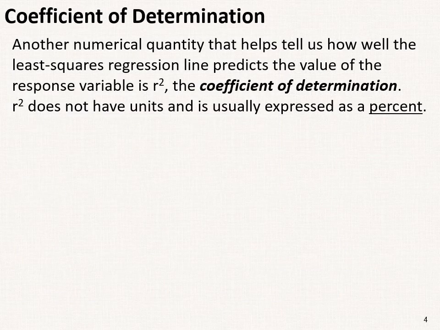All right, and then the second new tool that we have is called the coefficient of determination. It's another numerical quantity that will help us decide how well the least squares regression line will be useful for predicting our response variable. It's R squared. That R is the same R as our correlation coefficient. So if we take R from our correlation coefficient and square it, that gives us the coefficient of determination.